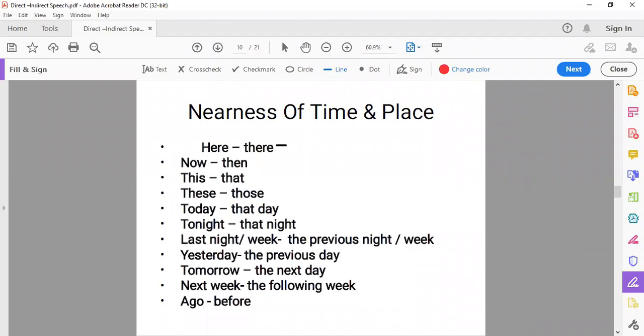Coming to the next change, that is the change of the adverbs, nearness of time and place. Here changes into there, now changes into then, this into that, these into those, today into that day, tonight into that night, last night or last week changes into the previous night or the previous week, yesterday into the previous day, tomorrow into the next day, next week into the following week, ago changes into before. So these are the changes relating to the adverbs of time and place.